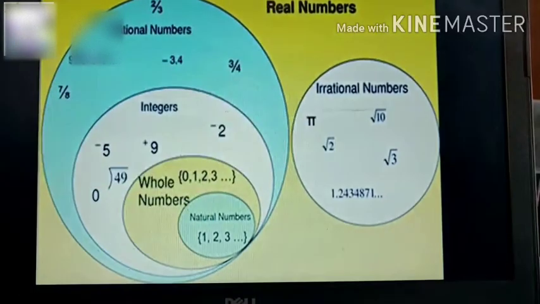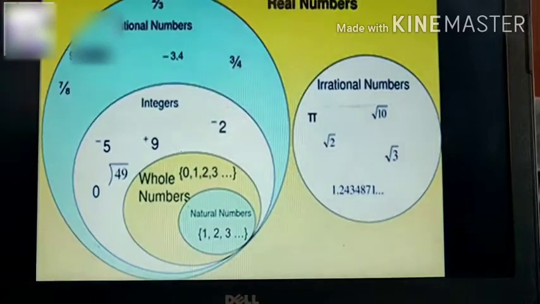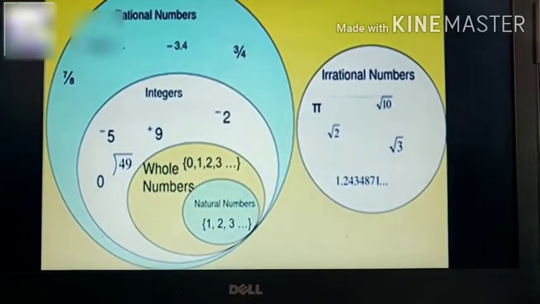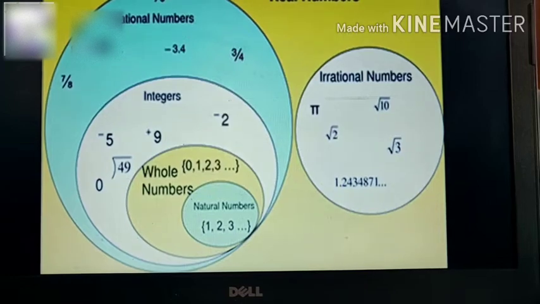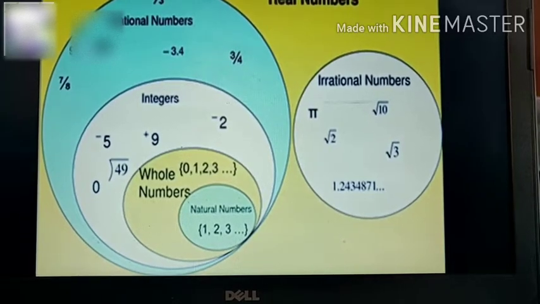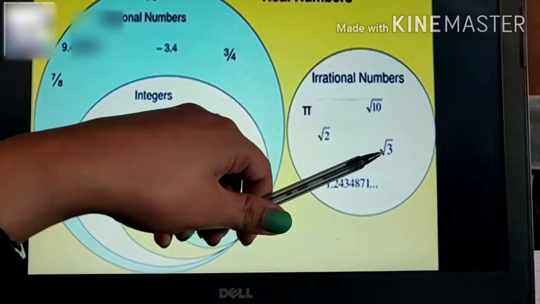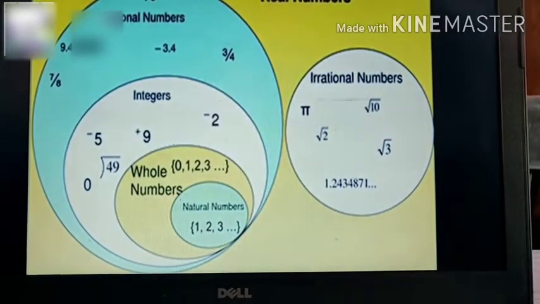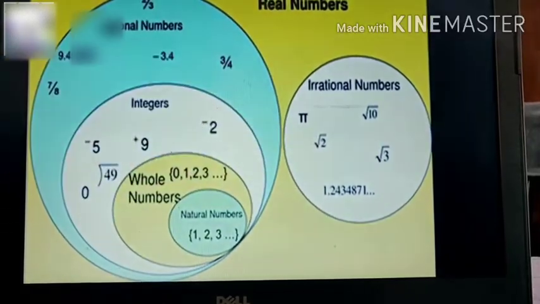Now irrational numbers. All the numbers which are not rational numbers are called irrational. That means the numbers which cannot be written in the form of p by q, that is in the form of numerator upon denominator, are called irrational numbers. See some examples like under root 10, under root 3, you don't know the exact value of it. It is non-ending in decimals. Pi. All these are irrational numbers.